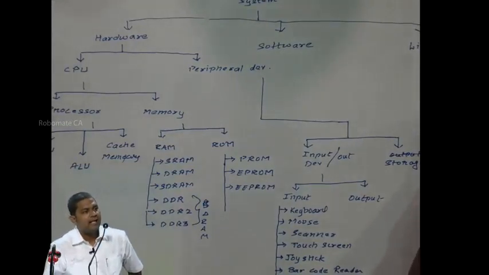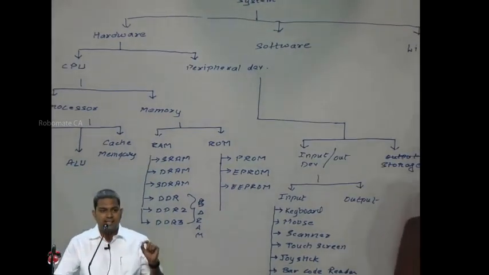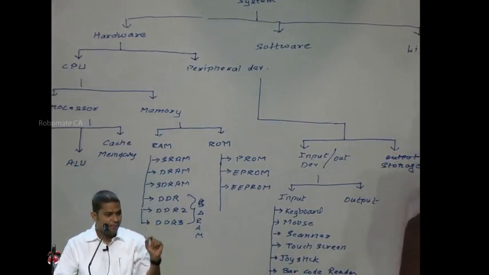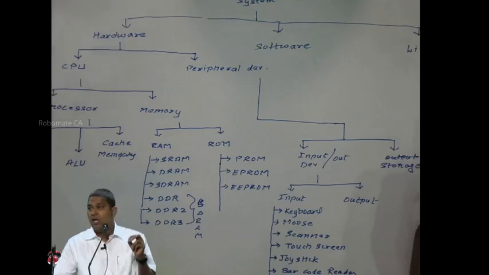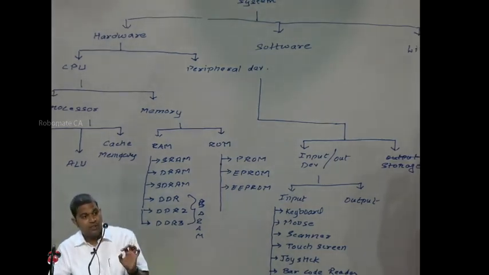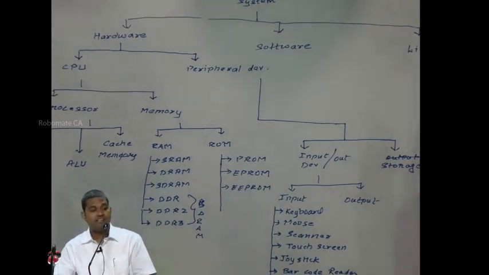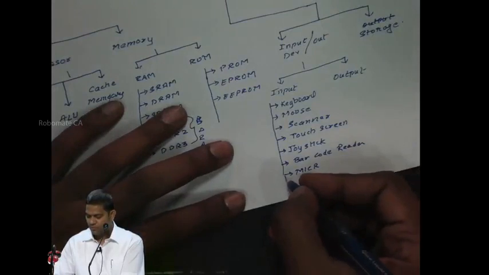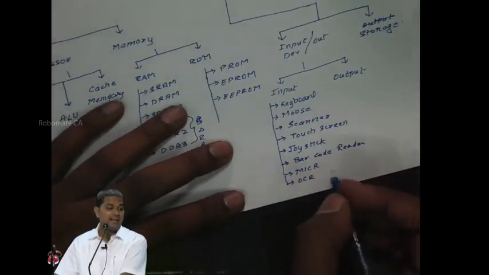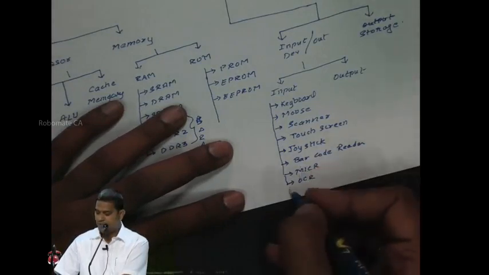MICR is magnetic ink character recognition. This is seen at the bottom of your checkbook, check. It is actually special pictures printed with special ink. It looks like numbers, but it is actually not numbers. That is MICR. Then we have OCR, optical character reader, which you can see in malls.